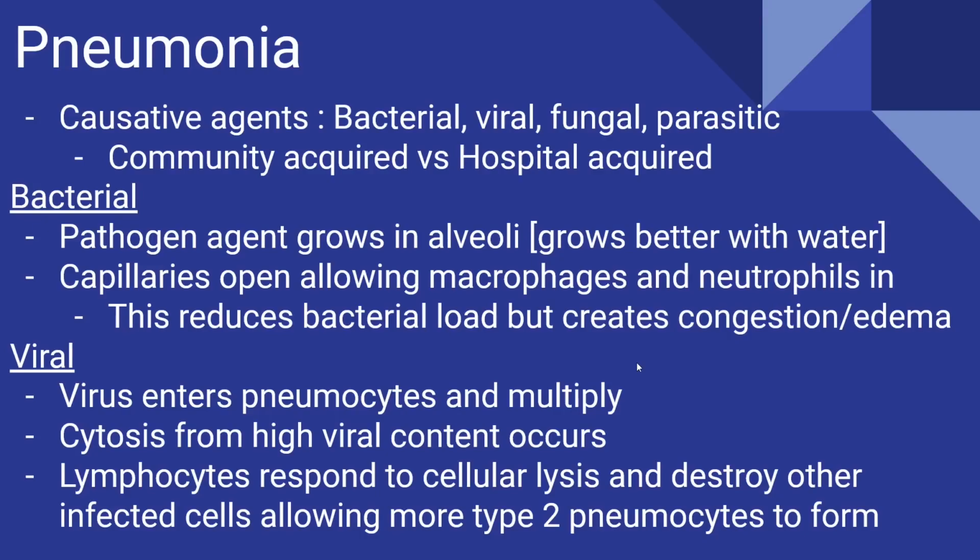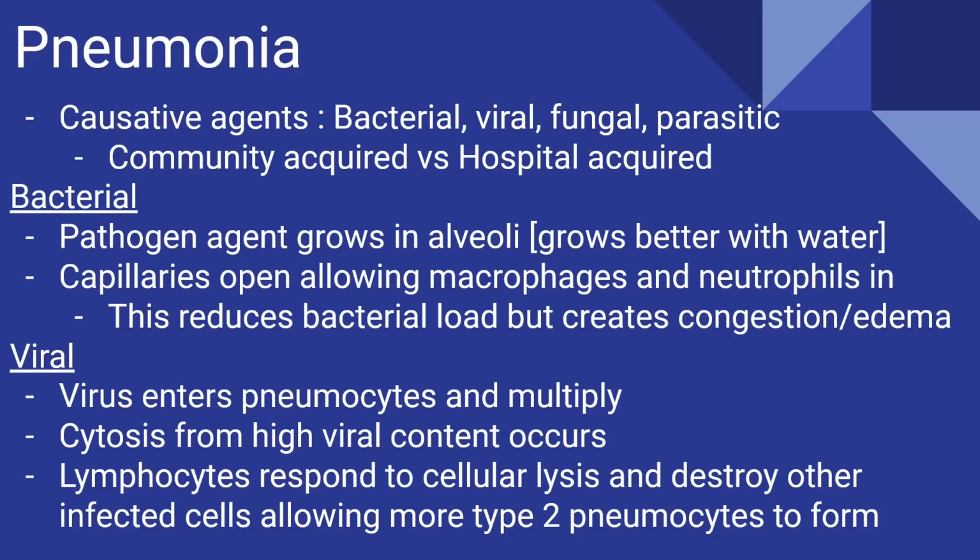Okay, so we'll move on to pneumonia. This is the second of the four we're going to talk about. And we know that there's bacterial pneumonia, viral, fungal, and sometimes parasitic, and that they're either community acquired or hospital acquired. Hospital acquired is a much higher mortality.